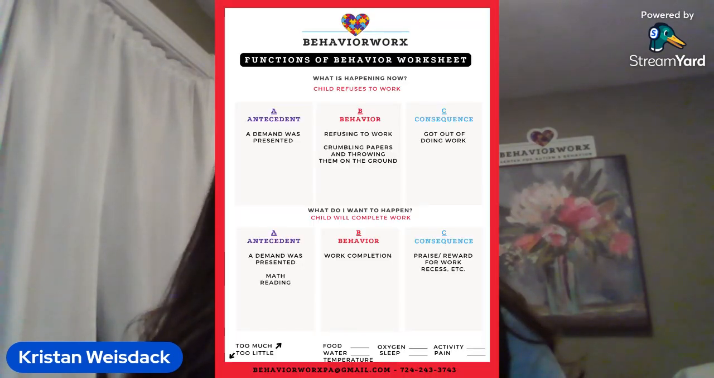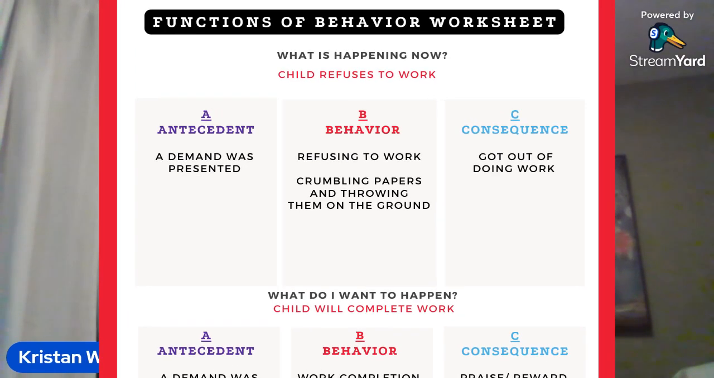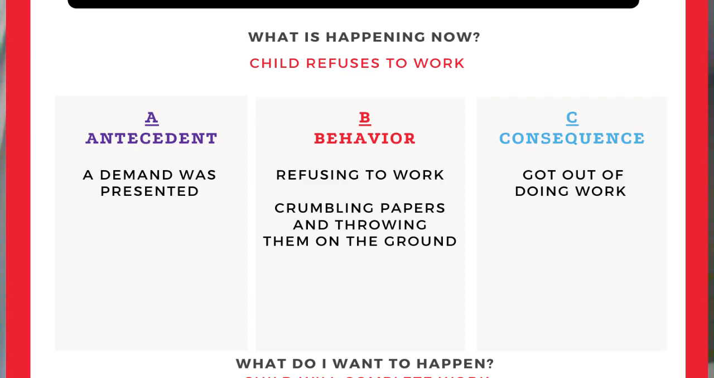You want to have what's called inter-rater reliability, that no matter who's collecting data on that behavior, it's all going to be collected in the same way for the same behavior. So that behavior, again, is refusal. They're crumbling their paper and throwing them to the floor. What's happening now in the antecedent column is a demand was presented. So demand is presented. They're refusing to work by crumbling up papers and throwing them on the floor. And the consequence that may be happening right now is that they're getting out of work, right? So that behavior is meeting that need.